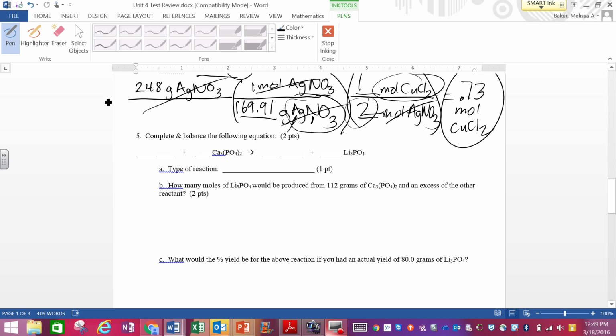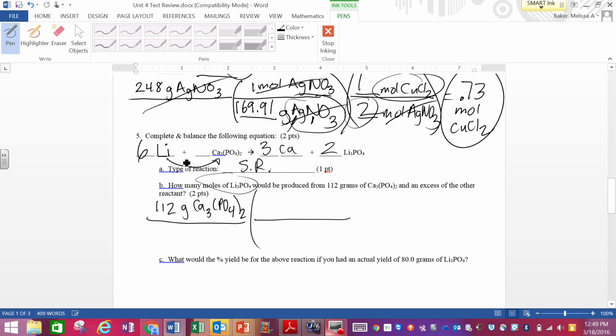Okay, number 5, another reaction. What must have happened here? Lithium must have kicked calcium out. And this is not balanced. You end up needing a 3, a 2, and a 6. This is a single replacement reaction. You're starting with 112 grams of Ca3(PO4)2, and you want to know how many moles of Li3PO4 would be produced.